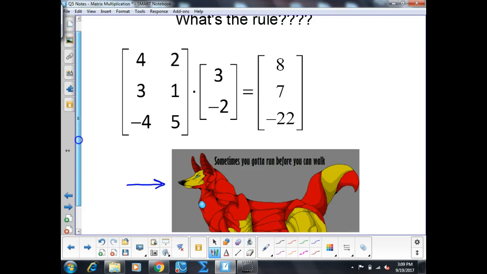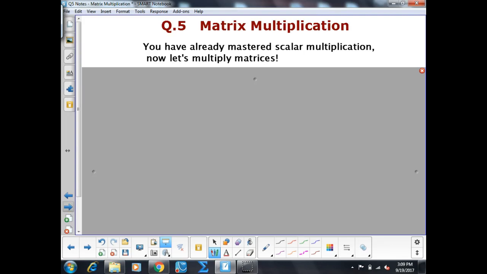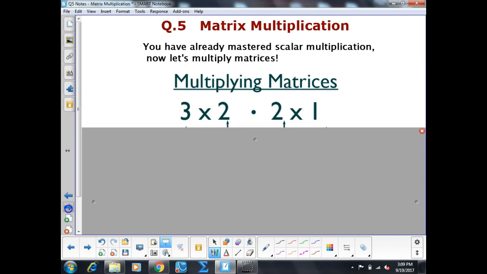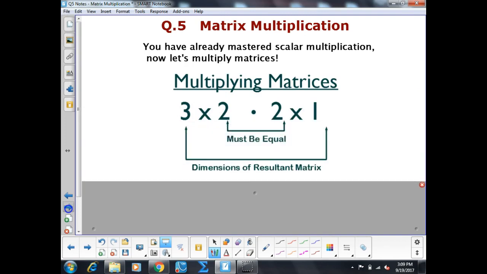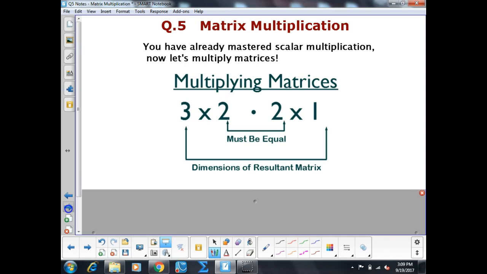So let's go on. We've mastered scalar multiplication. That's just multiplying or distributing in a value. But now we're going to look at matrix multiplication. And before we actually get to multiplying the matrices, we want to look at the size or the dimensions of what I'm multiplying, because the dimensions have to be just so for the multiplication to work. So in this case, I have an example of taking a 3 by 2 matrix and multiplying it with a 2 by 1 matrix. Now this works.